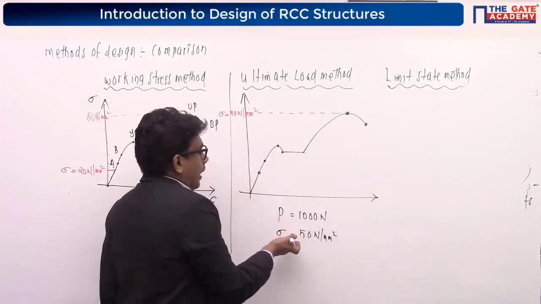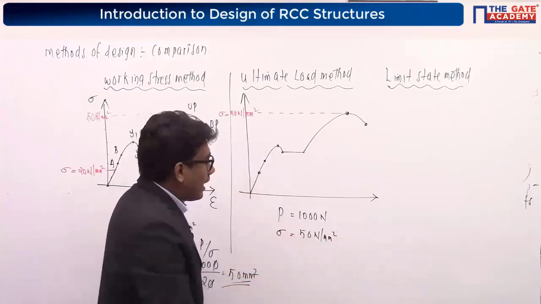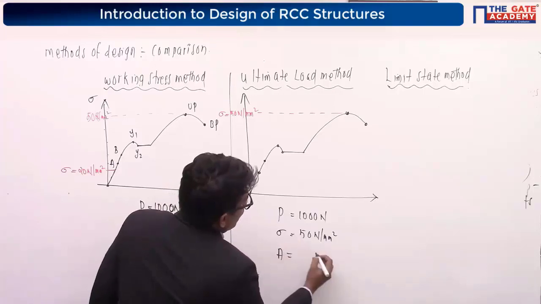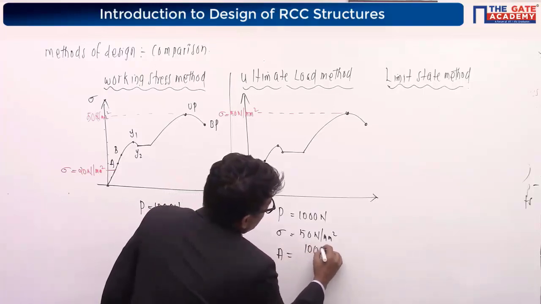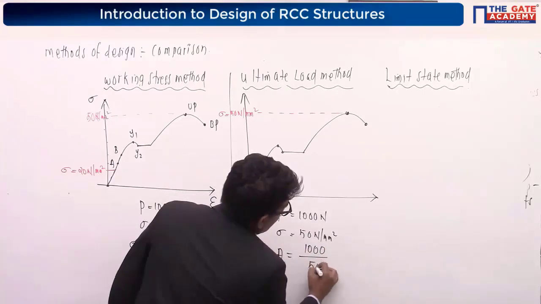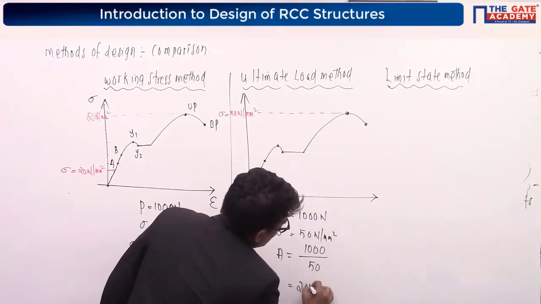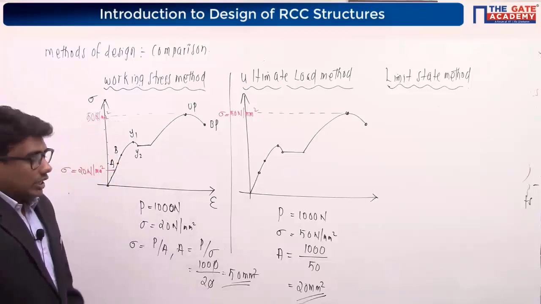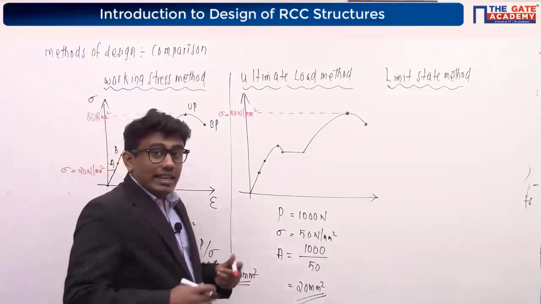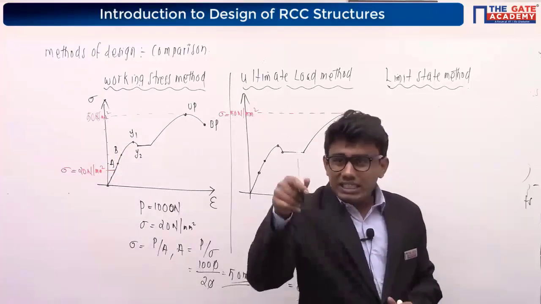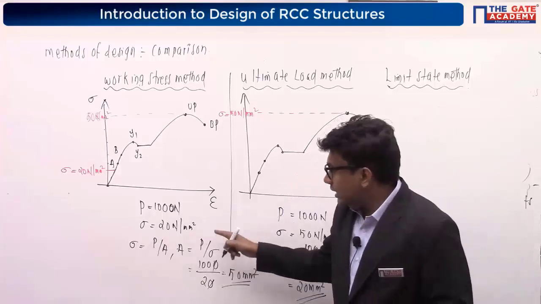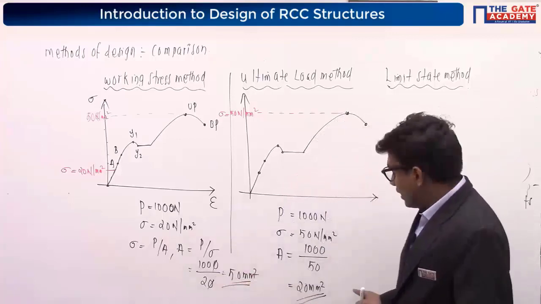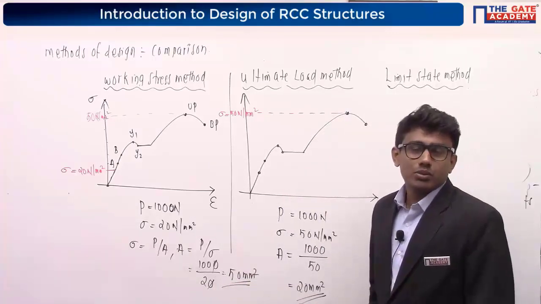I know the load value, I know the permissible stress. Can I find the area of cross section required? Area of cross section required will be equal to load 1000 divided by stress 50, which will be equal to 20 mm square. Right? So as per ultimate load method, the area of cross section required for this mild steel bar to carry this load is 20 mm square.